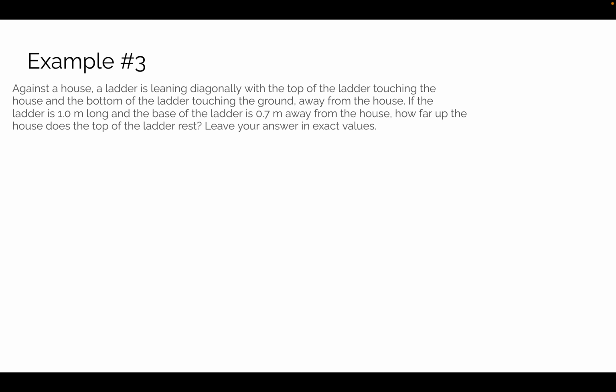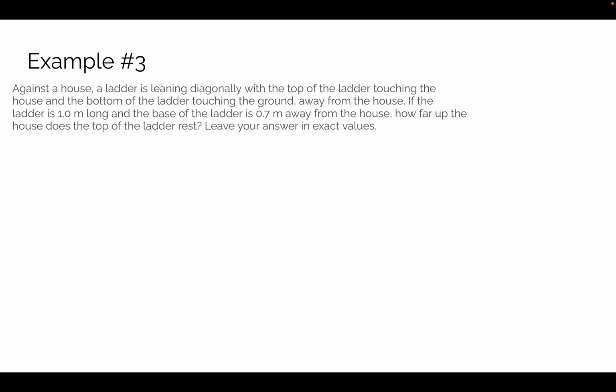Example number 3. So this is a word problem. So let's read it very, very carefully to make sure that we understand exactly what we're looking for. Against a house, a ladder is leaning diagonally from the top of a ladder touching the house and the bottom of the ladder touching the ground away from the house. If the ladder is 1 meter long and the base is 0.7 meters away from the house, how far up the house does the top of the ladder rest? Leave your answer in exact values.